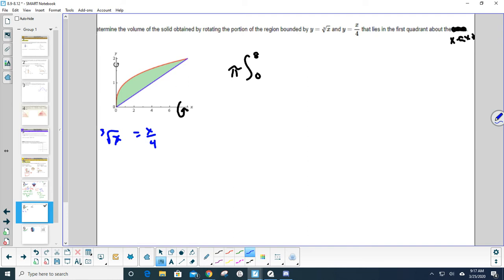Now, for this one, our r is our farthest out function. So we want it in terms of x. So we are going to say the cube root of x squared minus, and then our little r is that guy, minus x over 4 squared dx. And that's how you would set up the integral for that one.